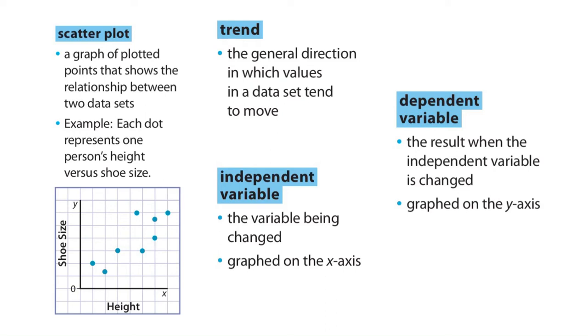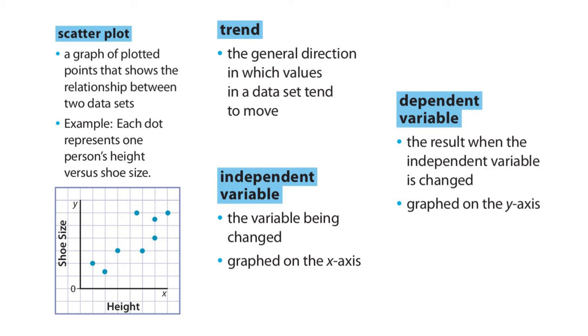In this unit, we're going to look at scatter plots. A scatter plot is a graph of plotted points to show the relationship between two data sets. The one below here is comparing heights with shoe sizes, and each point represents a person's height and their shoe size.